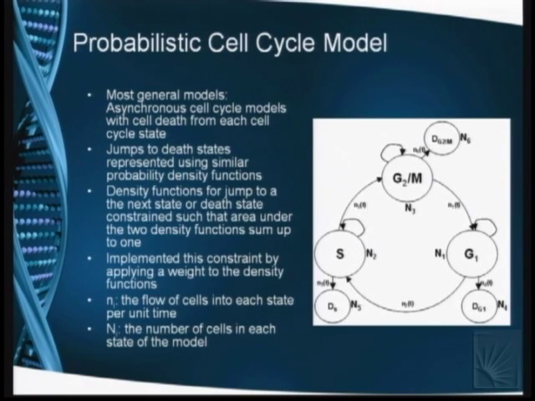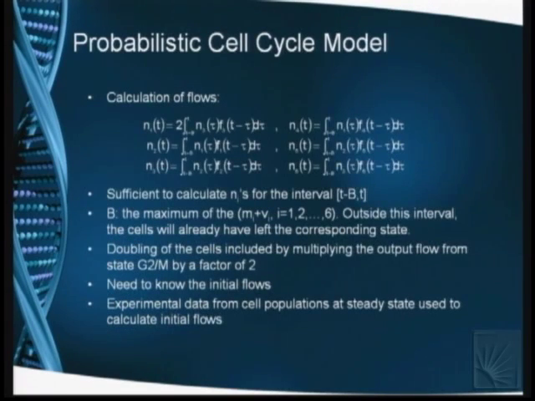Here the states of this cell cycle model are defined as small n's. Those are the flows from or to each cell cycle state per unit time, the flow of cells per unit time. And capital N's are the same as in the previous model. They represent the number of cells in each cell cycle state. These are the equations for how you can calculate those flows. Again, notice that the flows going into G1 will be doubled because the cells are coming out of the G2N phase and they become 2 cells after mitosis.